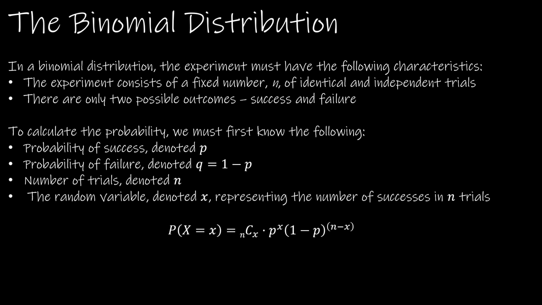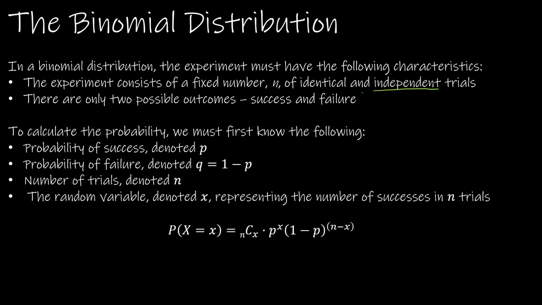The binomial distribution must consist of an experiment of a fixed number of identical and independent trials. So the trials must be independent or it is not going to be a binomial distribution, and there can only be two possible outcomes, success and failure.